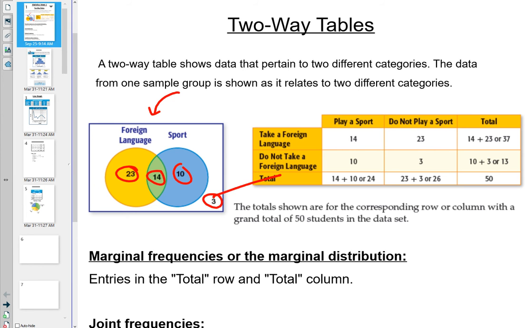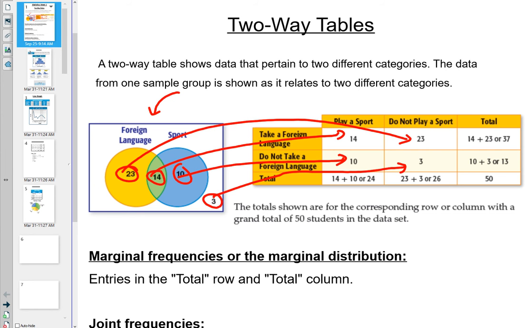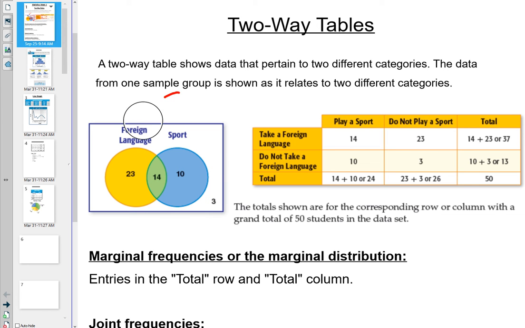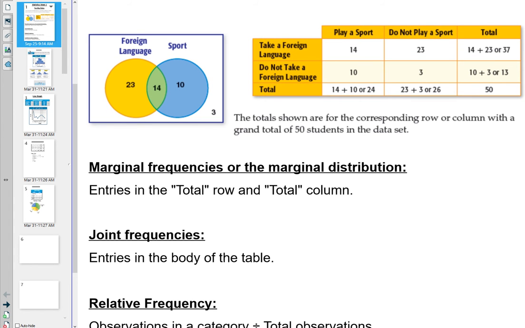This same information can be expressed in a two-way table where you have two axes. On the left side, we have whether or not they take a foreign language, and along the top, we have whether or not they play a sport. Wherever they intersect, somebody who plays a sport and takes a foreign language, which we saw was 14 of them, would go there. If you don't play a sport but take a foreign language, there's 23 that goes there. So that we can refer to these, when you see these words later, you know what they mean. Those are called the joint frequencies. Wherever a column intersects a row, the entries in the body of the table are called the joint frequencies.